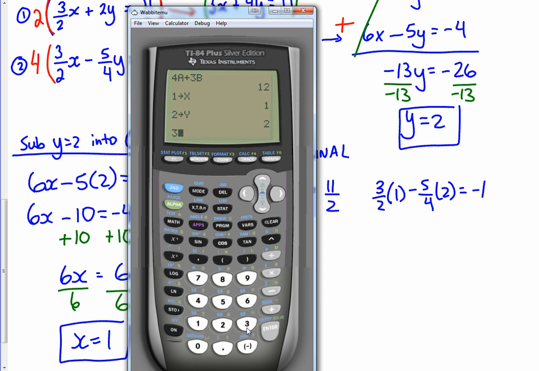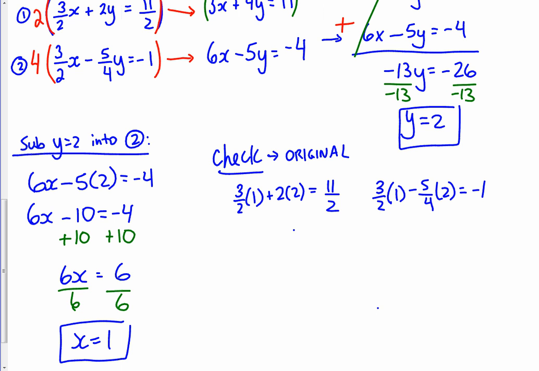And then 3 over 2x plus 2y has to equal 11 over 2, 5.5. Yep. 3 over 2x minus 5 over 4y, negative 1.